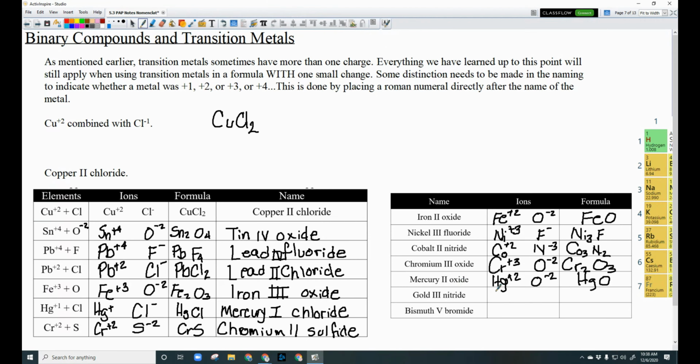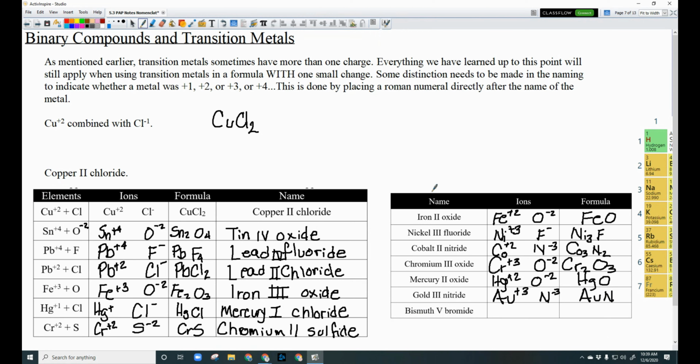All right, so gold, the symbol for gold is Au. Okay, and it tells us here that this is gold 3, so that's a +3. Nitrogen is a -3. Okay, those do cancel out. So the formula is AuN.